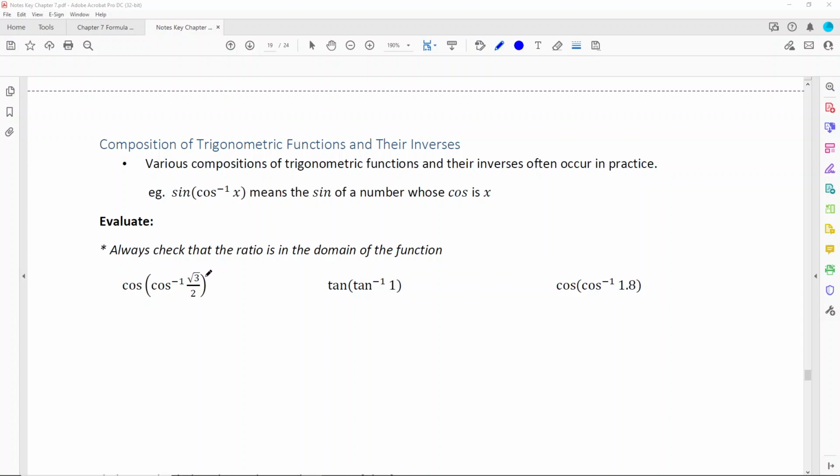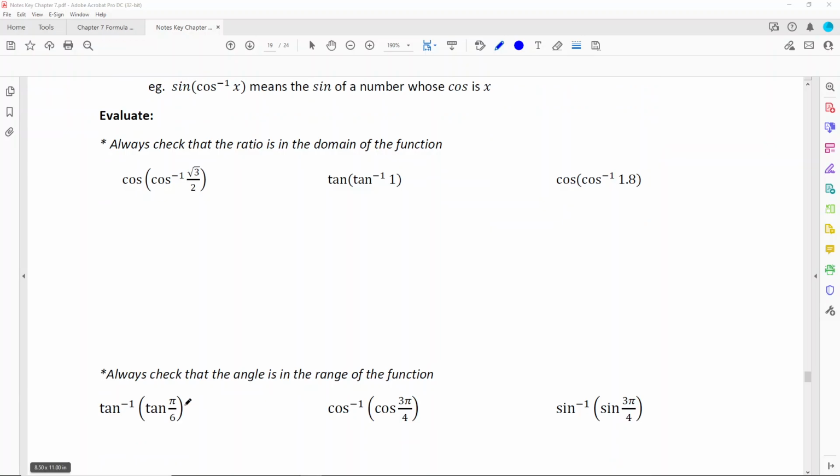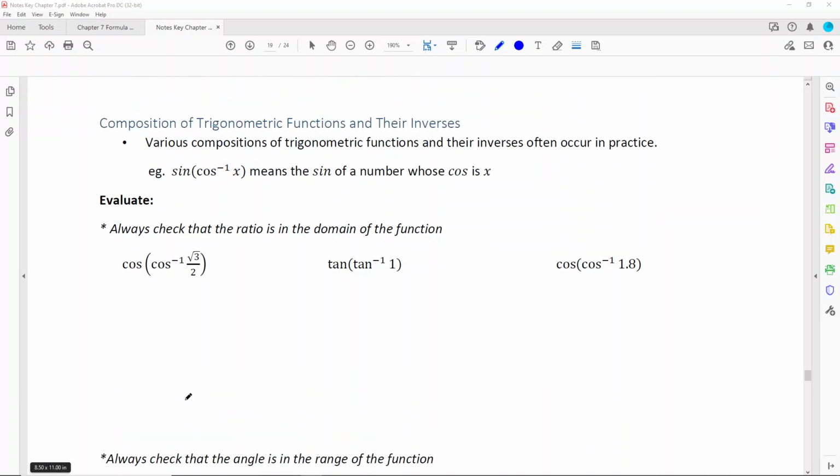So the first thing we're going to look at is evaluating the cos of the inverse cos. We're going to look at the composition, something like sine of the inverse cos, which means the sine of a number whose cos is x. Anyway, what they're going to do is ask you to evaluate. For these types of questions, where it's the cos of the inverse cos versus the inverse cos of the cos, you have to always make sure that the ratio that's given is in the domain of the function.